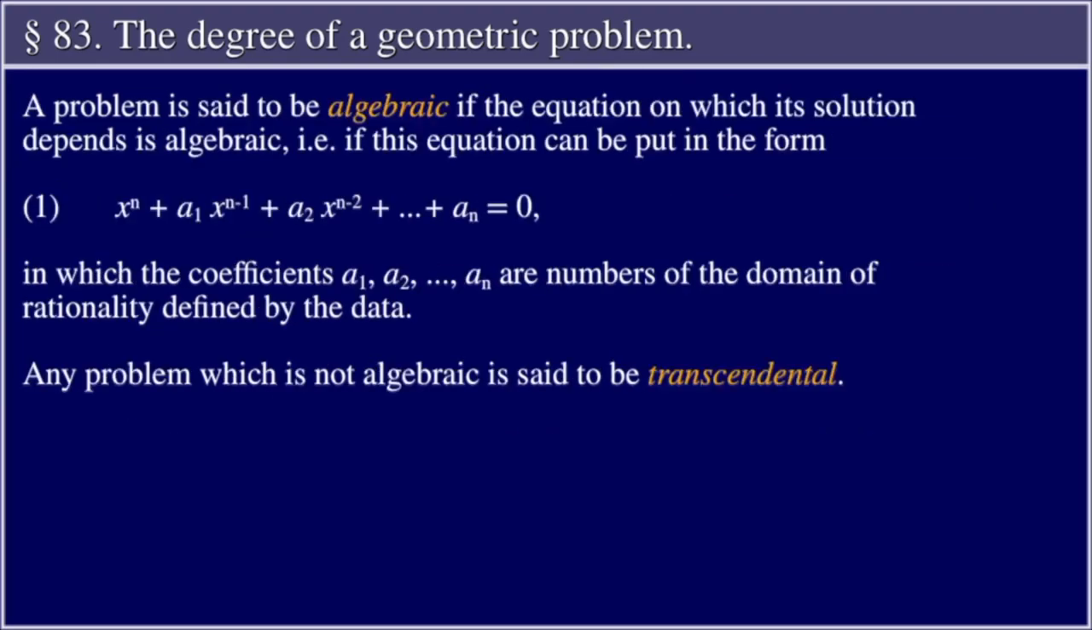A problem is said to be algebraic if the equation on which its solution depends is algebraic, i.e., if this equation can be put in the form x^n + a1 x^(n-1) + a2 x^(n-2) + ... + an = 0, in which the coefficients a1, a2, ... an are numbers of the domain of rationality defined by the data. Any problem which is not algebraic is said to be transcendental.